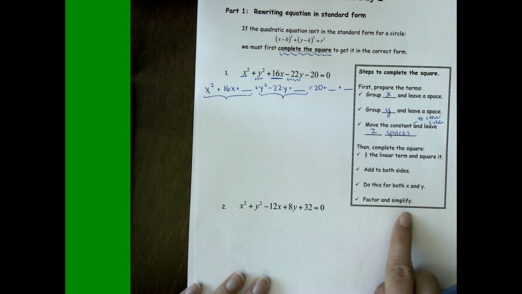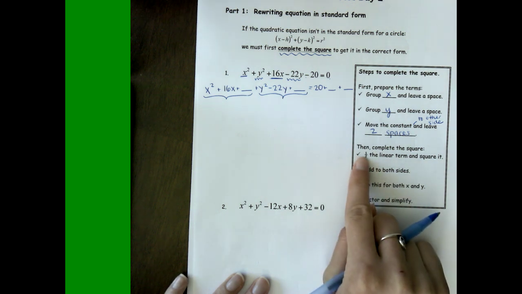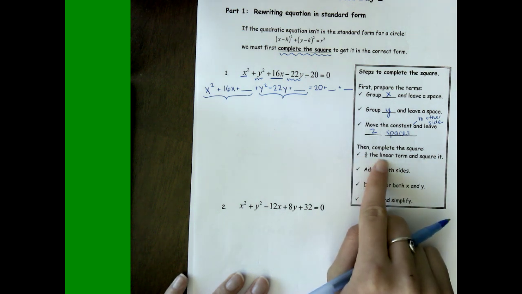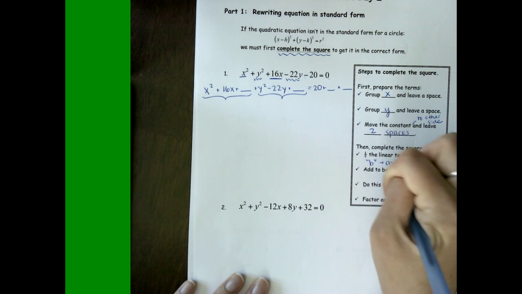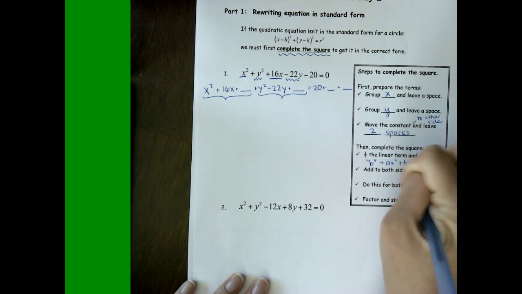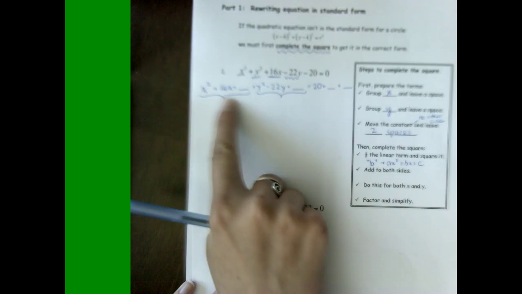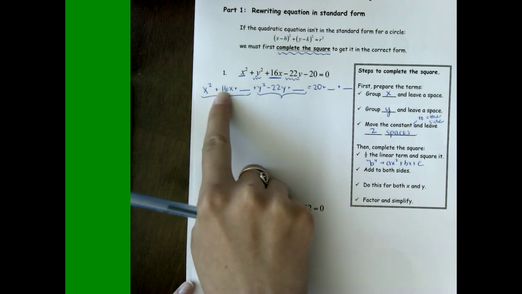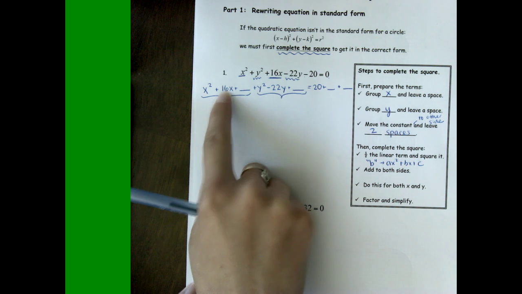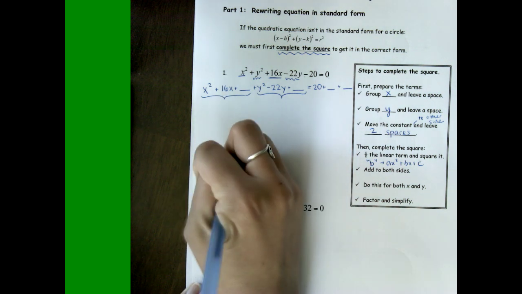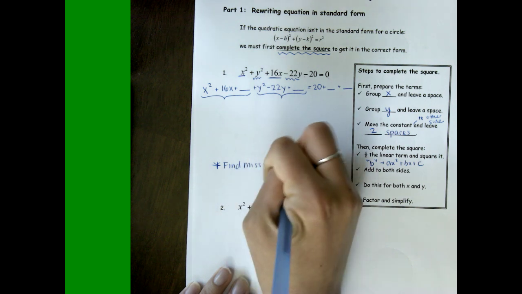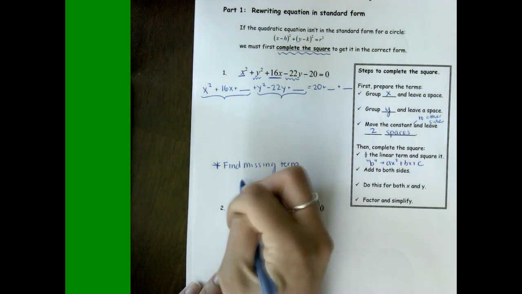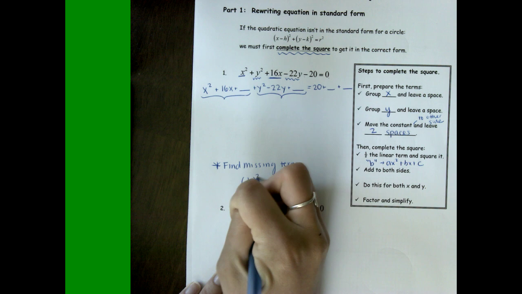These are the steps. What you want to do is take half of the linear term and square it. The linear term is the b when you have ax squared plus bx plus c. So you're going to take half of the b and then square it. So I'll show you down here, to find the missing term: half of b and square it. That's b over 2 squared.